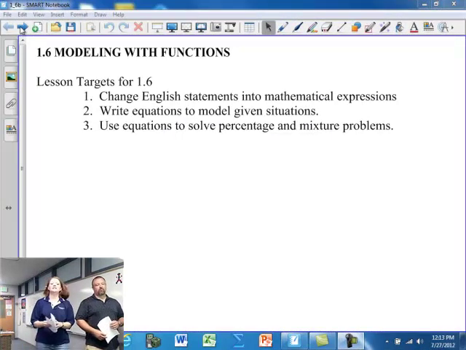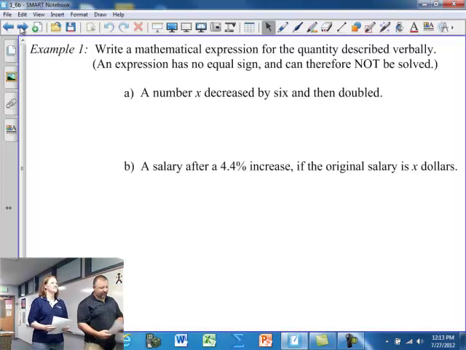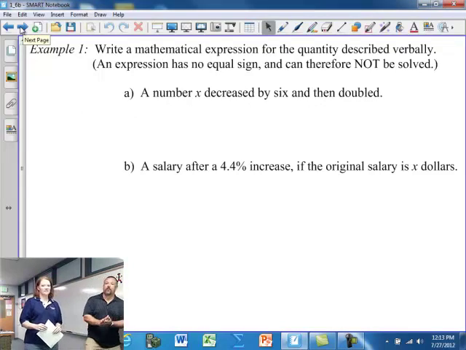1.6, the last lesson in chapter 1. Everybody's favorite thing to do: word problems. Problems in context. We're going to write expressions, write equations, and all from a bunch of words.